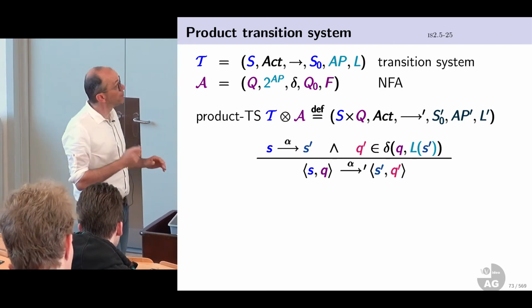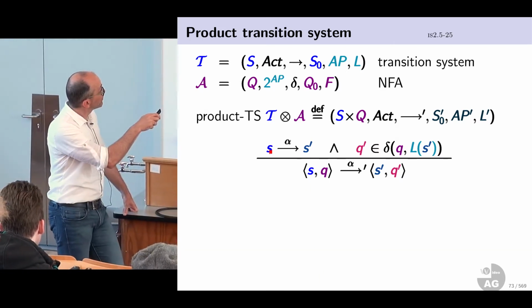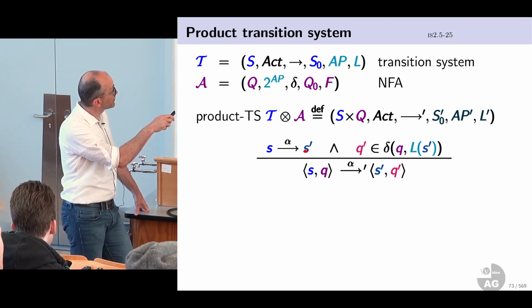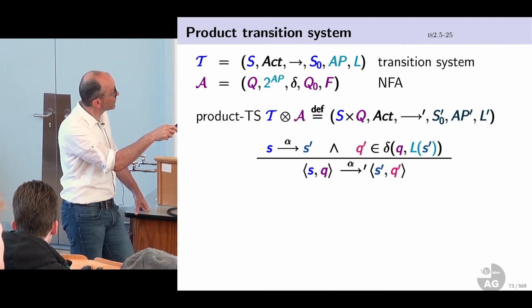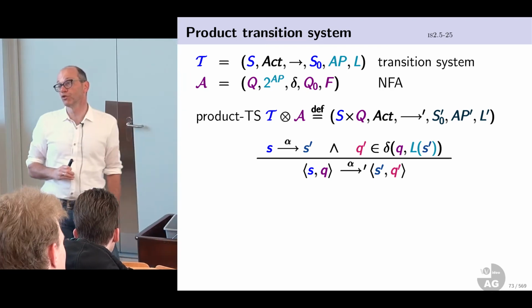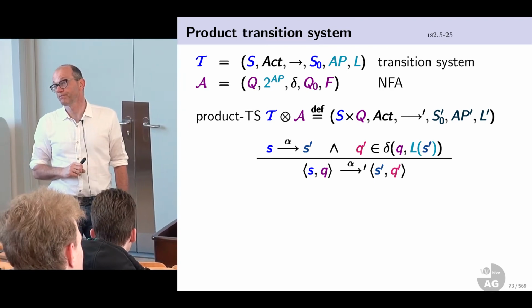What is the important ingredient is that this transition system moves to S prime. Intuitively speaking, the label set of this S prime is used as input symbol of my automaton, and if my automaton then, by consuming this input symbol, can move from Q to Q prime, the product can move from SQ to S prime Q prime.